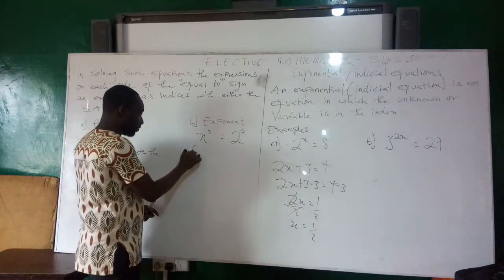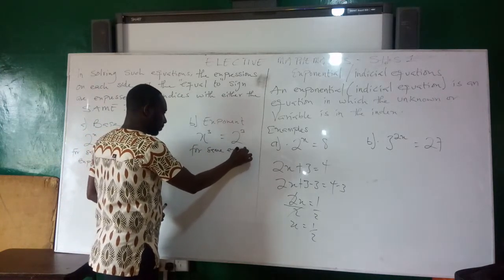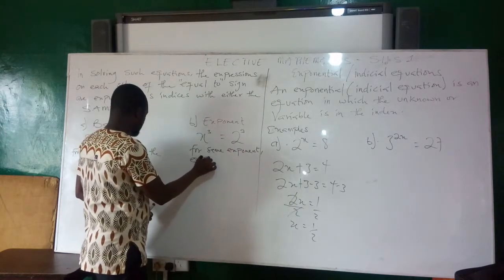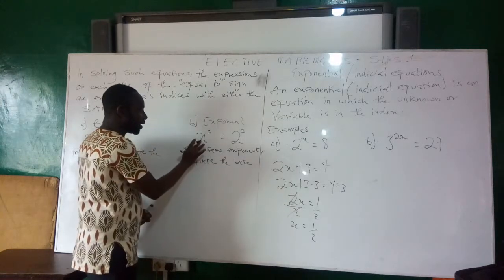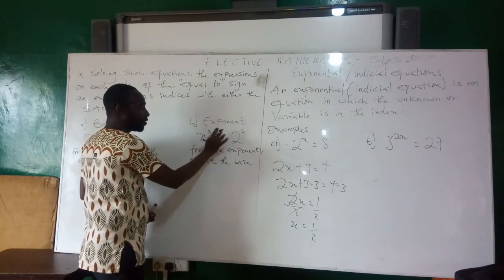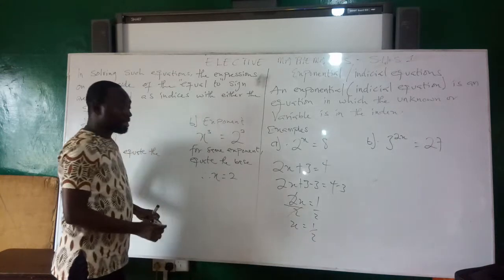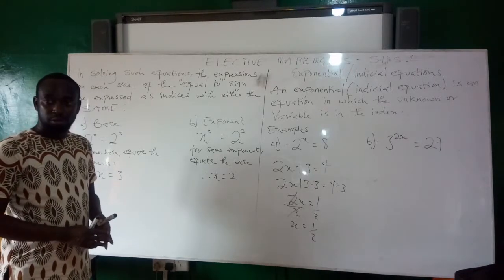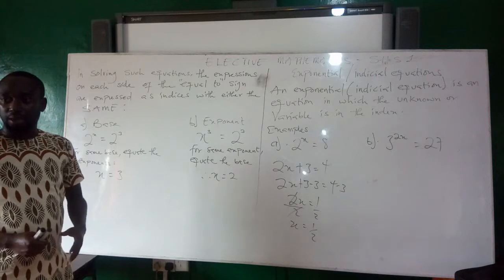Now when we come here, once they have the same exponents, then we equate the bases. So here we can state that they have the same exponent of 3. So we can therefore say that x is 2, which is that the bases are equal. So x is equal to 2. So this is the principle behind solving exponential equations.